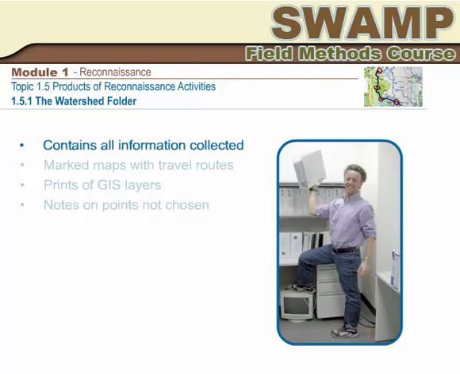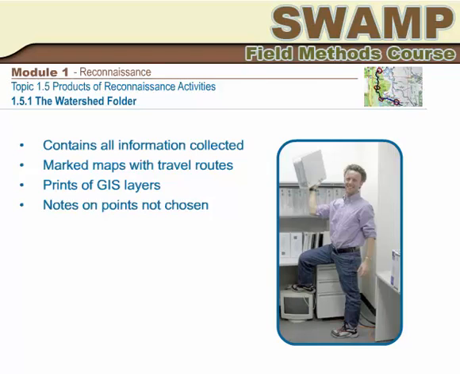When you check the contents of your Watershed folder as you deliver the product, be sure to include hard copy maps with actual travel routes and roads marked on the map, prints of GIS layers prepared for that watershed, and the location of the electronic files holding them. Finally, include notes on points that were not chosen and the reasons why.